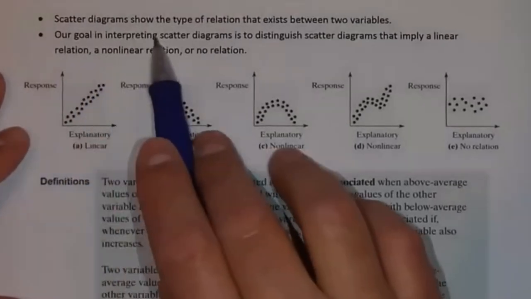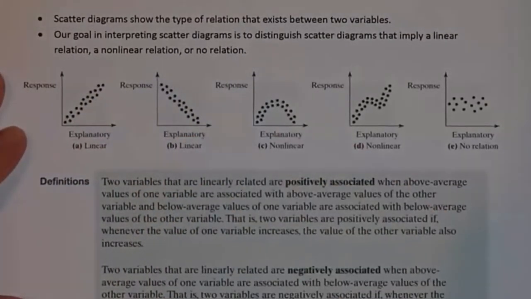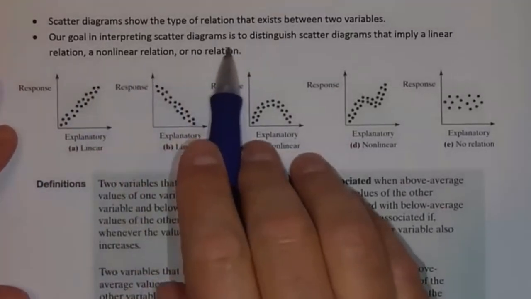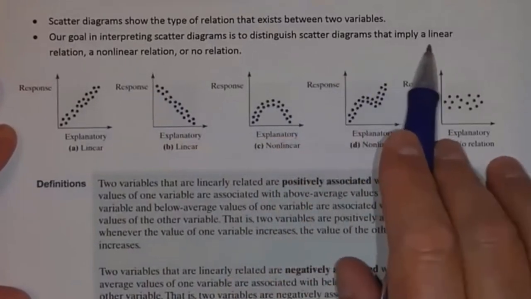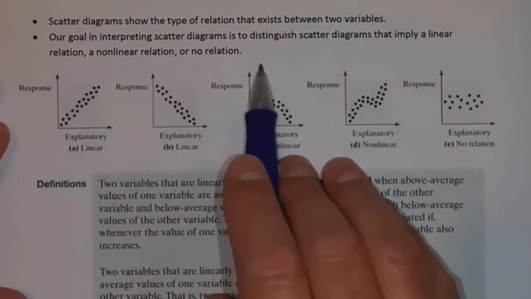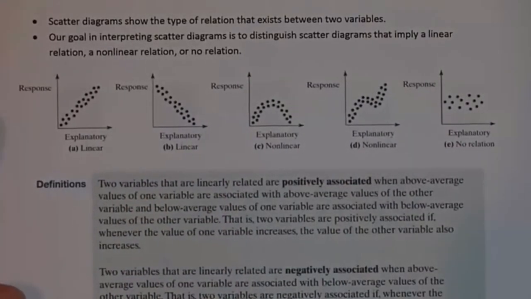So scatter diagrams show the type of relation that exists between two variables. Our goal in interpreting scatter diagrams is to distinguish scatter diagrams that imply a linear relation, a nonlinear relation, or no relation. So again, our ultimate goal for this chapter is to be able to find whether or not we believe there's a linear relationship between the explanatory and response variable. And then if there is a linear relationship, we'll want to try to figure out what that is. What line could I use to best describe that relationship?